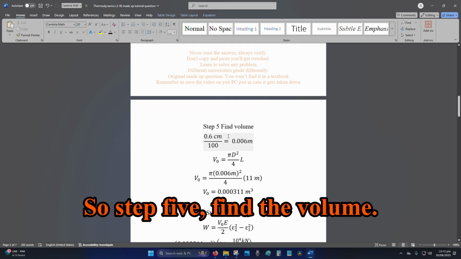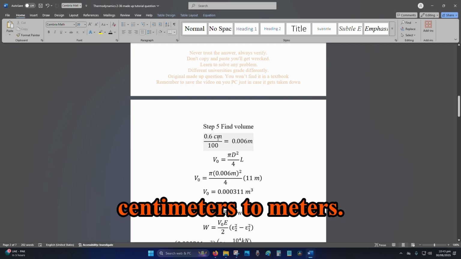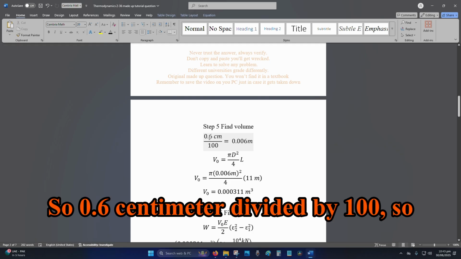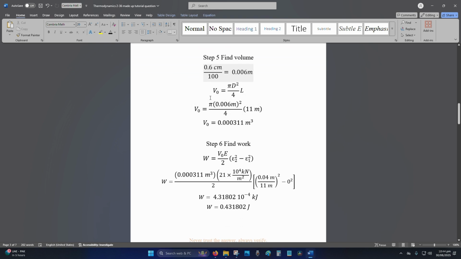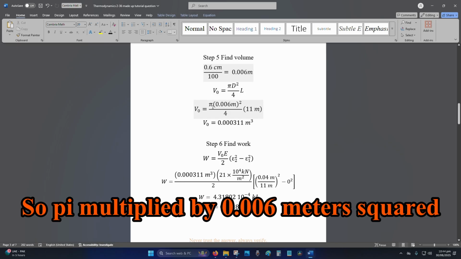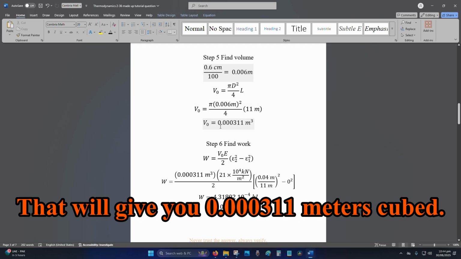So step 5, find the volume. So first we need to convert our 0.6 centimeters to meters. So 0.6 centimeter divided by 100. So that's 0.006 meters. Okay, plug and play. So pi multiplied by 0.006 meters squared divided by 4 multiplied by 11 meters. That will give you 0.000311 meters cubed.